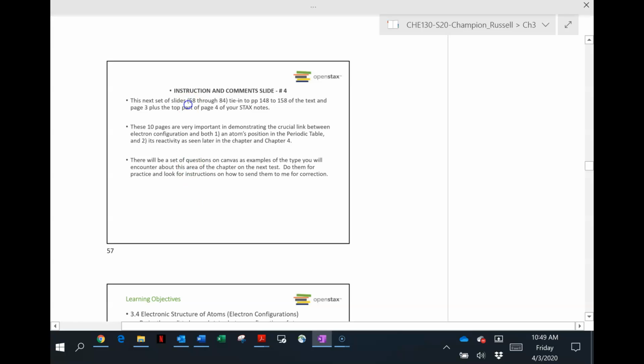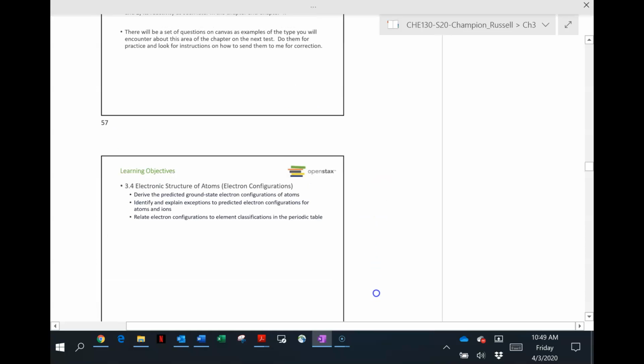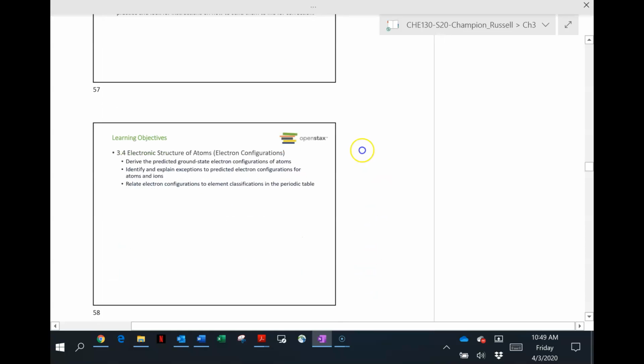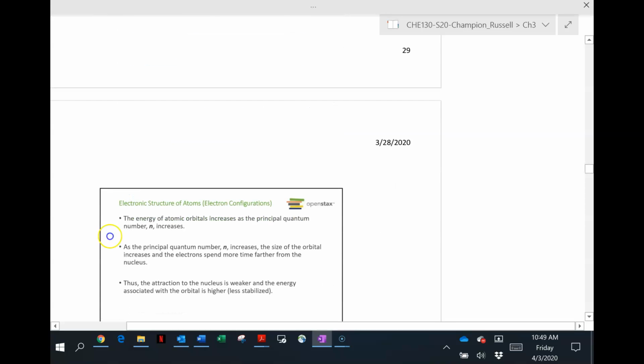All right, so moving on down here, we are going to look at the first slide. Oops, there we go. We have our learning objectives there, so be able to predict the ground state electron configuration, be able to identify and explain exceptions, and relate those configurations back to the periodic table.